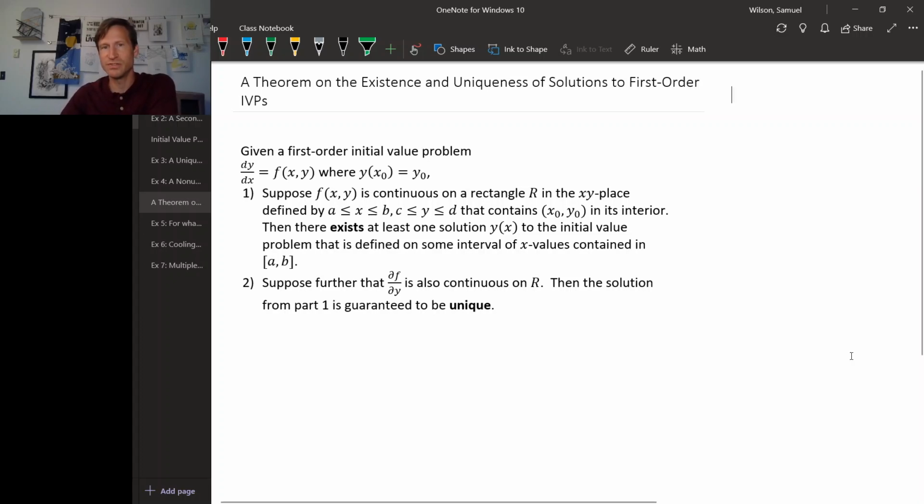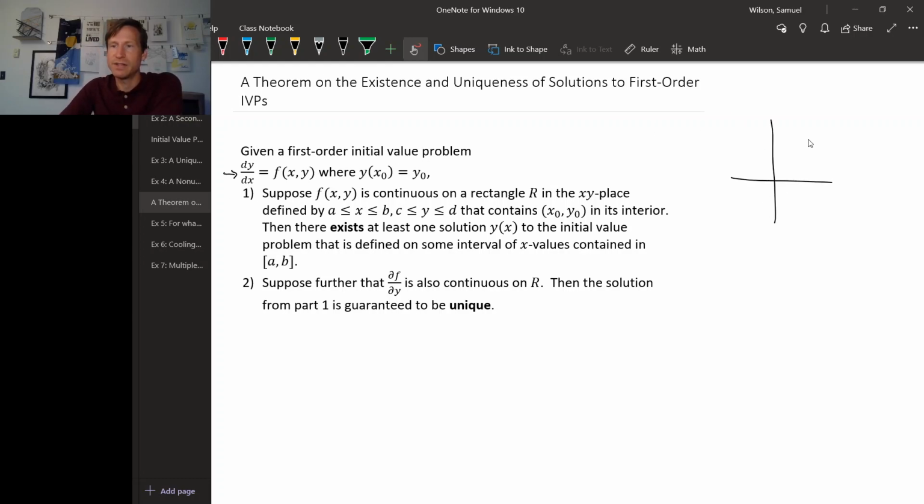Let's look at some examples of using this existence and uniqueness theorem to analyze some initial value problems. Just as a reminder, when you have a first order differential equation with an initial condition, so a first order initial value problem, and if the function that is the right-hand side of the differential equation is continuous on a rectangle containing the initial condition on its inside, then there is sure to be a solution, at least one solution, so a solution exists.